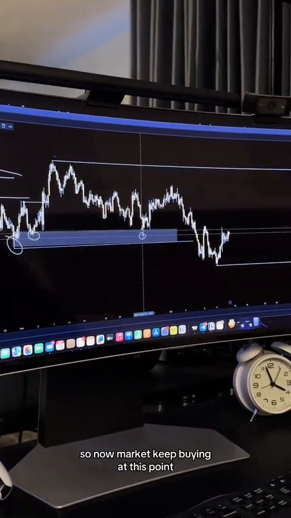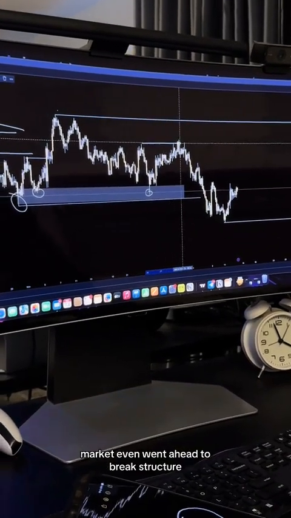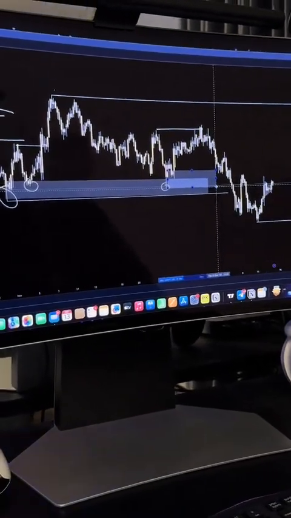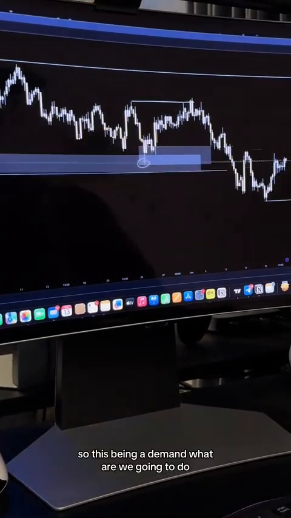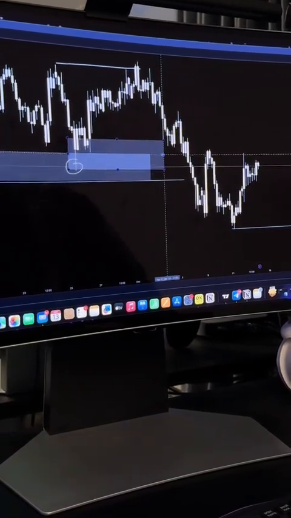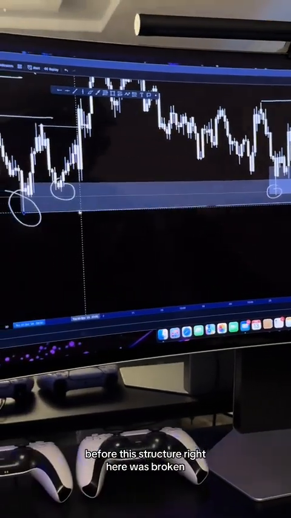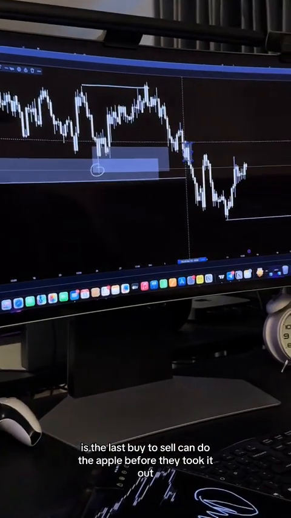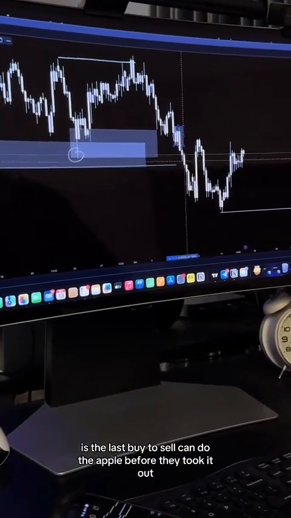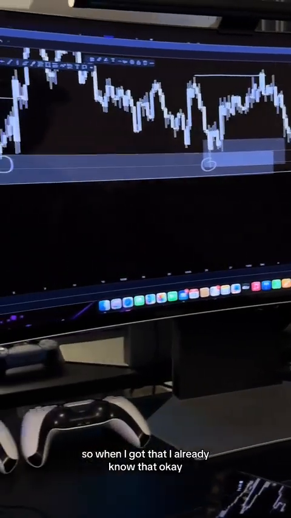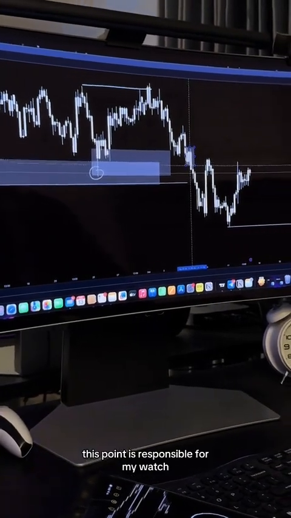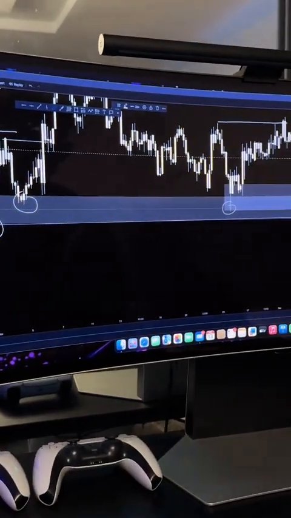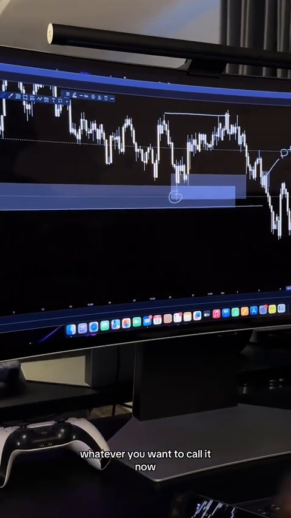So now, market keeps buying. At this point, market even went ahead to break structure. So what happened next? This is a demand. So this being a demand, what are we going to do? Before this structure right here was broken, this point is the last supply. It is the last buy-to-sell candle that happened before they took it out. So when I got that, I already know that, okay, this point is responsible for my what? For my demand flip, demand swap, breaker block, whatever you want to call it.